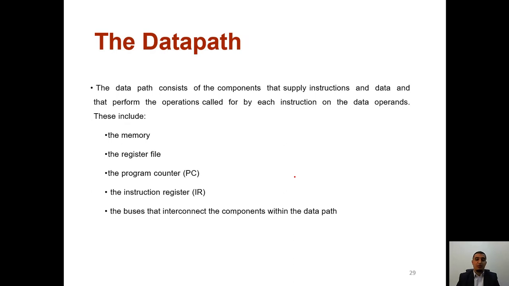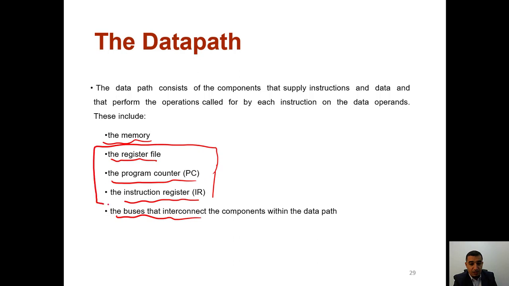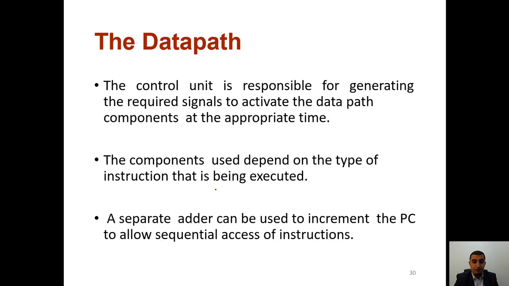Then we are going to talk about the data path, and the data path is basically the registers plus the ALU. Now, the data path consists of the components that supply instructions and data, and that perform the operations called for in the instructions. So we have the memory, the register file, the program counter, the instruction register, and the buses. We are going to talk about these in full detail. What is a program counter, what is an instruction register, and what is the register file.